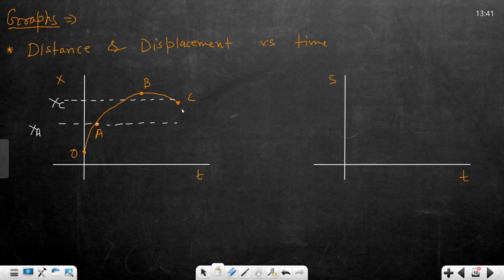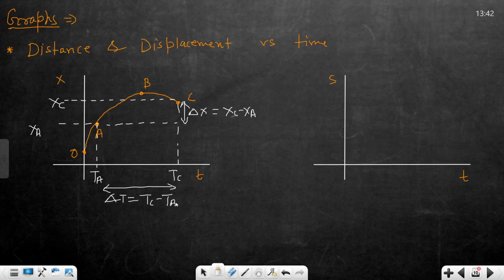So what will be the net displacement? It will be delta X. It will be XC minus XA. क्या ये समझ में आता है? Clear? Yes, sir. And what about the time? This is TA and this is TC. So what will be the net time? That will be delta t, that is equal to tc minus ta. Is it clear? बोलो. Yes, sir. इसी का st ग्राफ वी विल ड्रॉ, है ना.